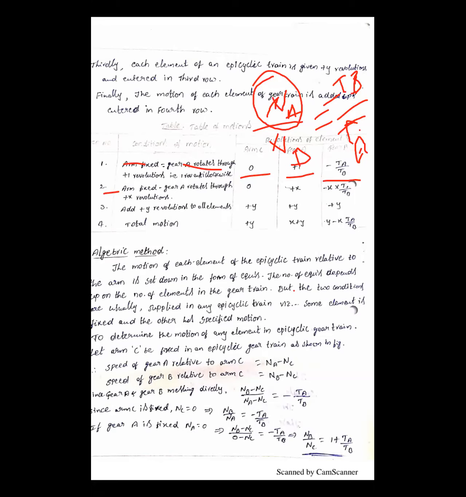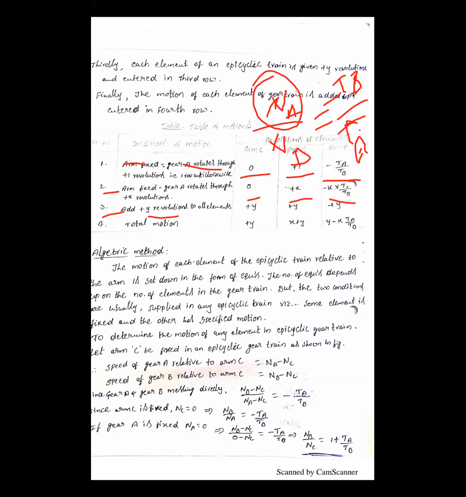But from the third condition's point of view, it may not always happen that the arm is fixed. Why? Because it is a chain drive. So sometimes the arm may be in running mode and gear A is fixed. That also happens. So that's why we should add plus Y revolutions to all the elements.